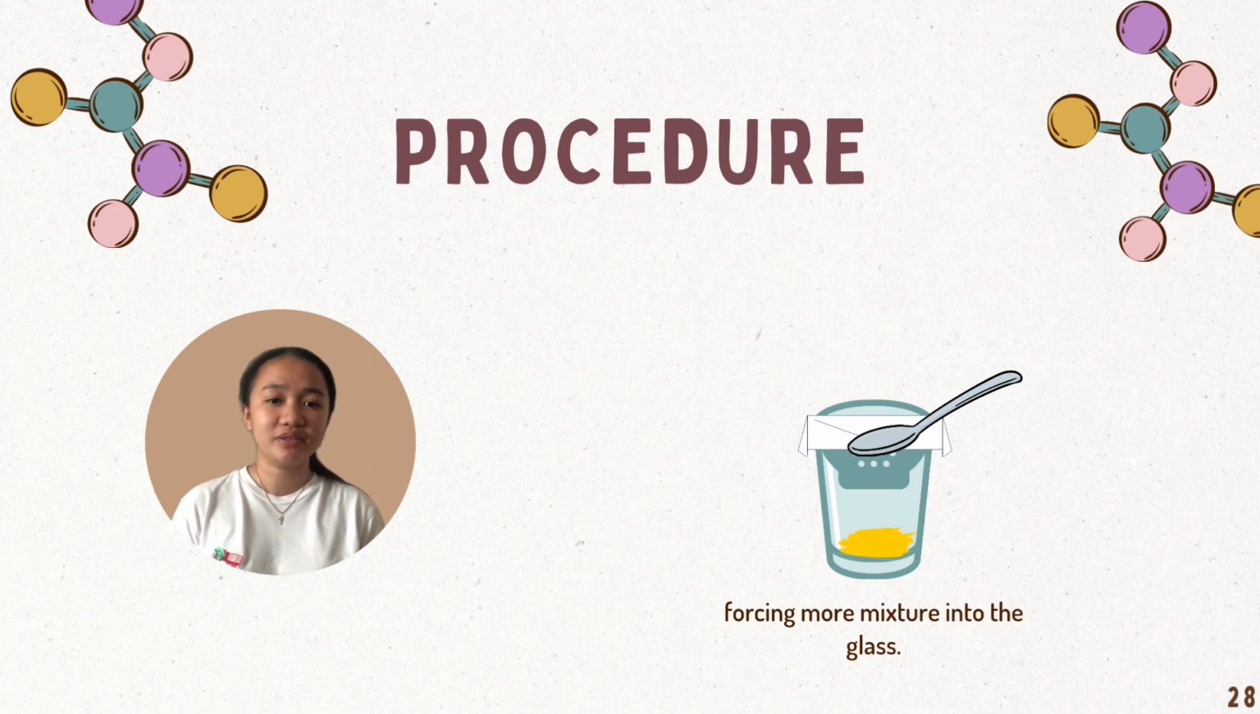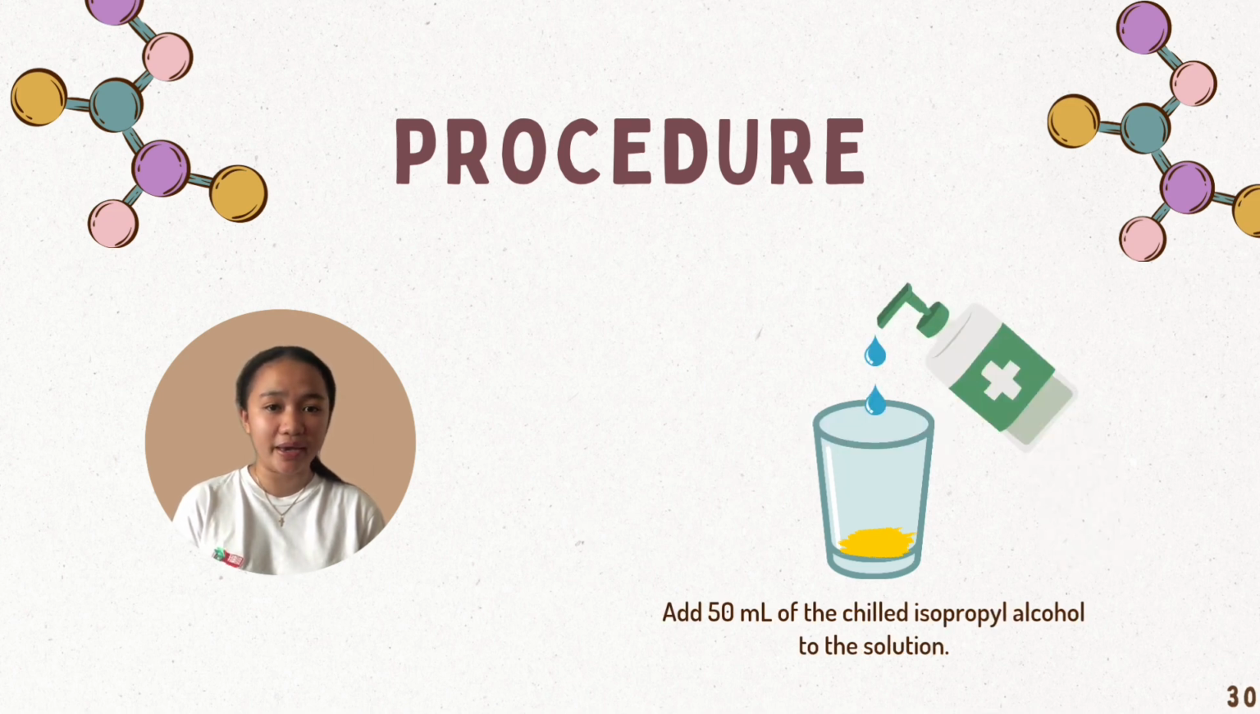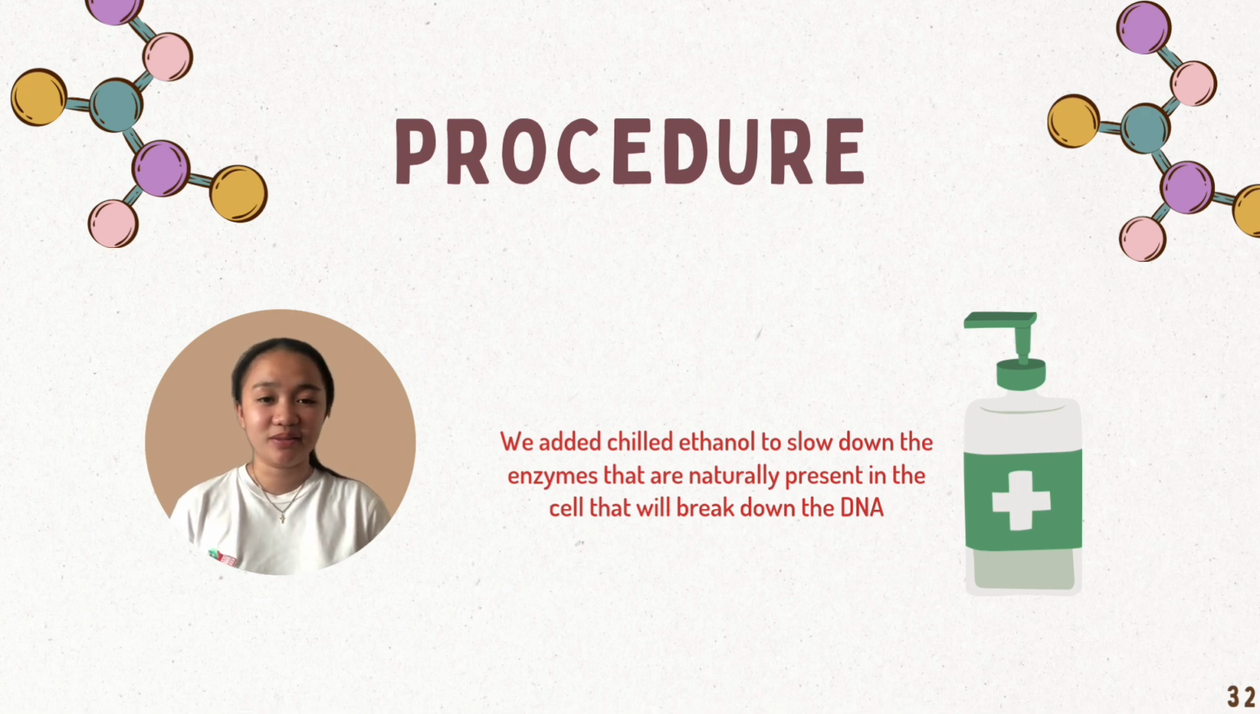After filtration, the solution was added with 50 ml of chilled isopropyl alcohol. We added cold ethanol to slow down the enzymes that could break apart the DNA. It is made possible due to its low temperature.